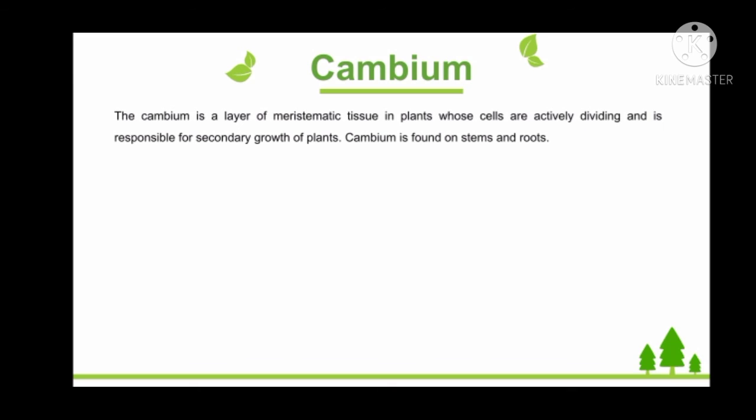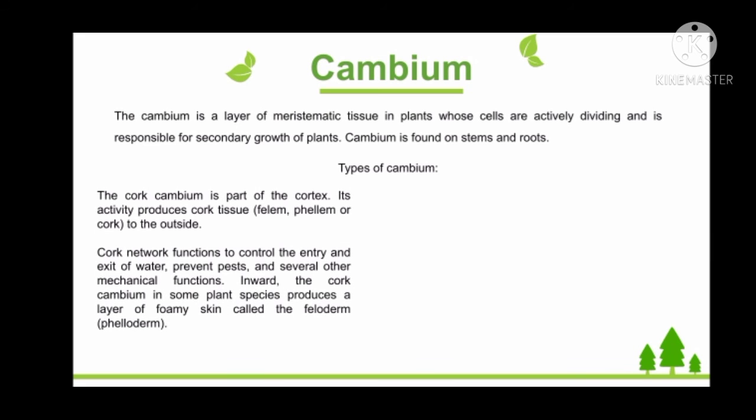Cambium. The cambium is a layer of meristematic tissue in plant cell walls, actively dividing and responsible for secondary growth of plants. Cambium is found on stems and roots.